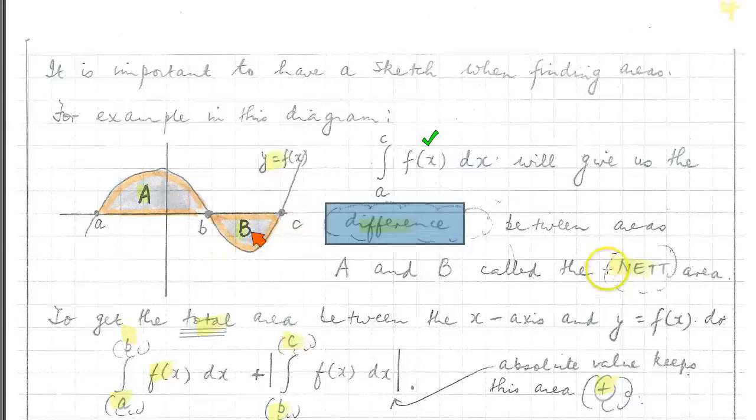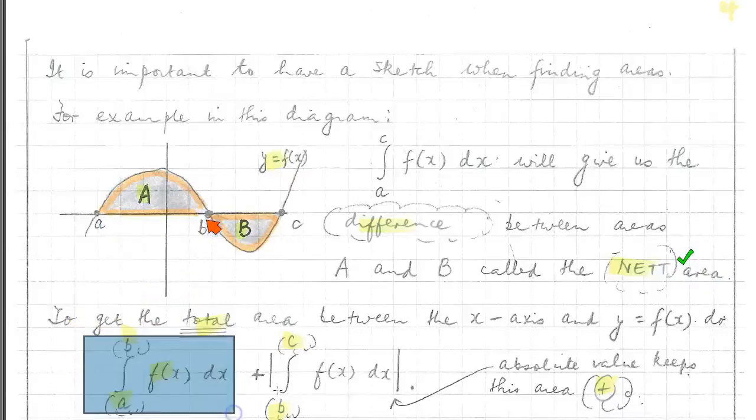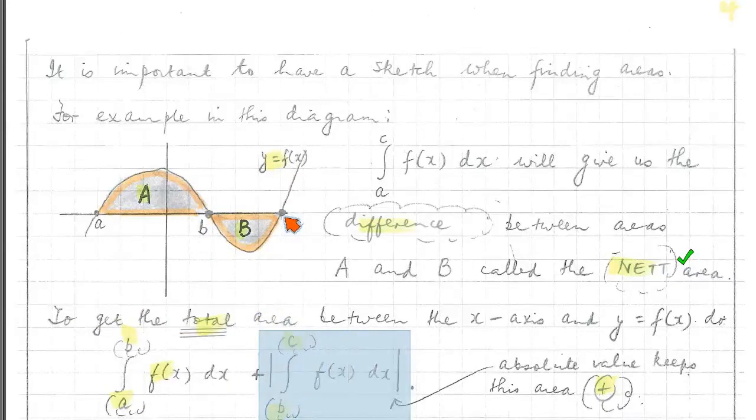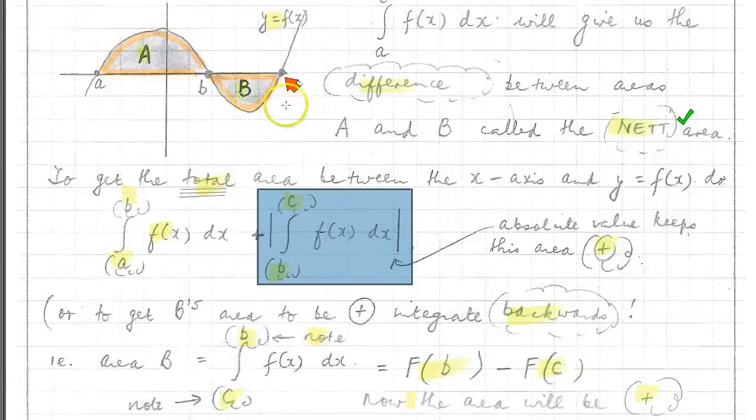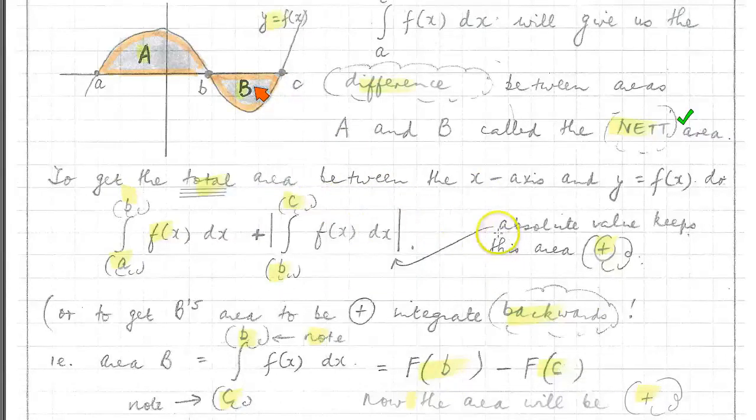It actually does area A subtract area B. If you wanted the total area of A and B, you would have to be very careful. You would integrate from A to B the function f of x, and then you'd add the integral from B to C of f of x, which is going to be a negative answer, so I can put absolute value signs around it, which will create the positive answer. Or another clever way to do it is to integrate B's areas back to front, and that will give you a positive answer.